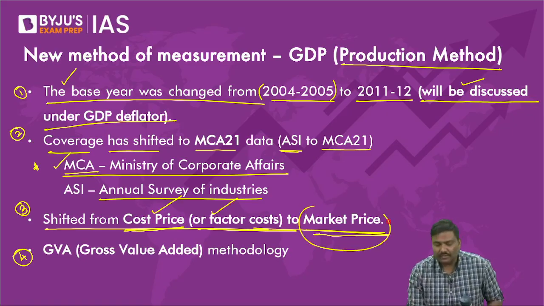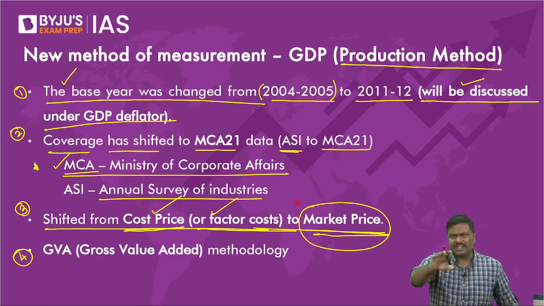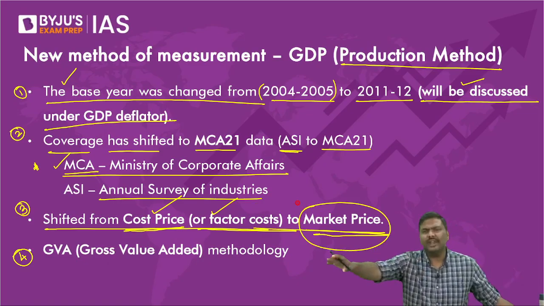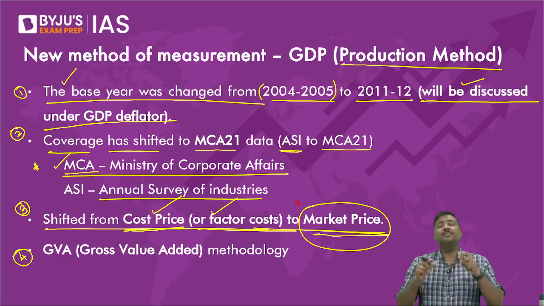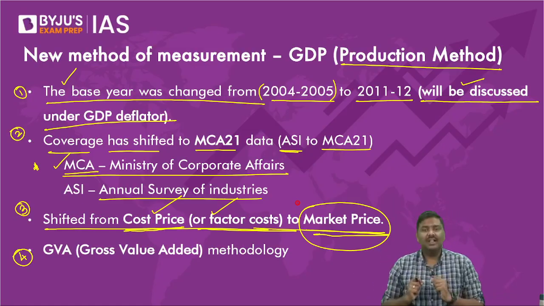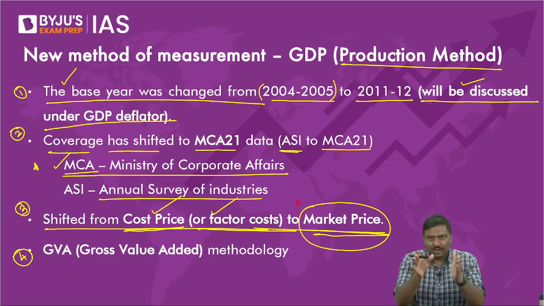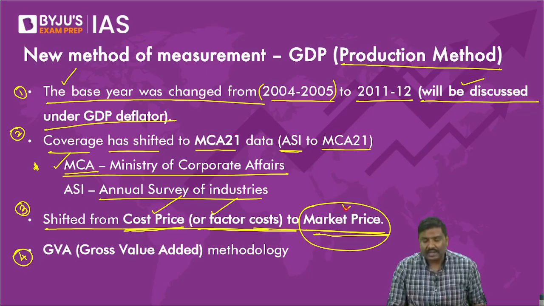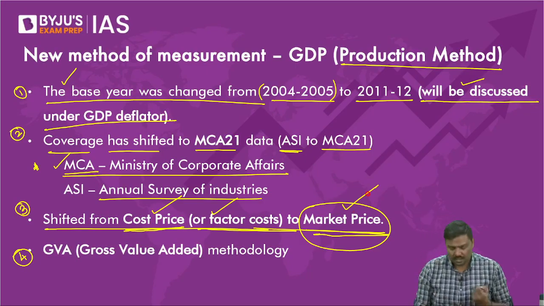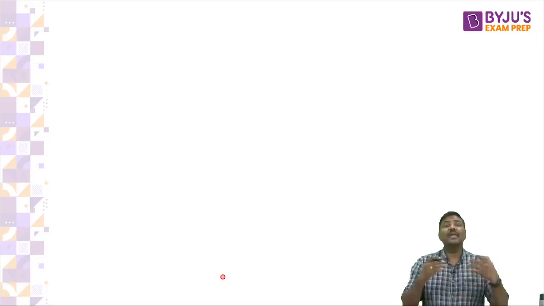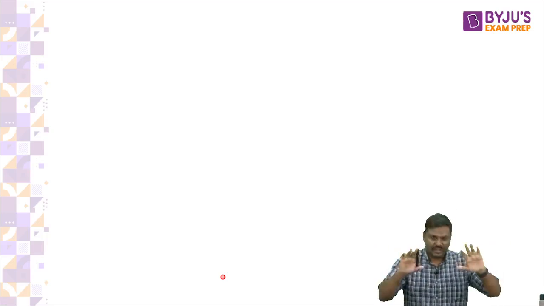Rather, the final GDP value, whatever is the GDP value, when you read the newspaper, they'll say GDP value is this much for India. GDP value last year was this much. That GDP value that you're looking at is calculated using market prices. Now the question arises, sir, why? What is the difference?